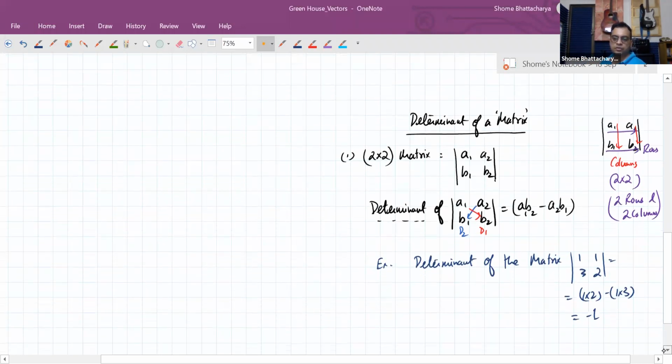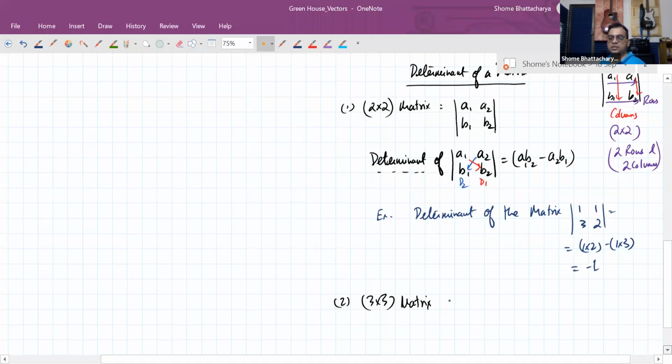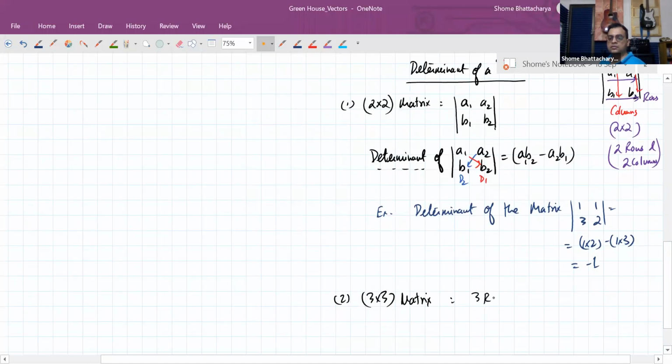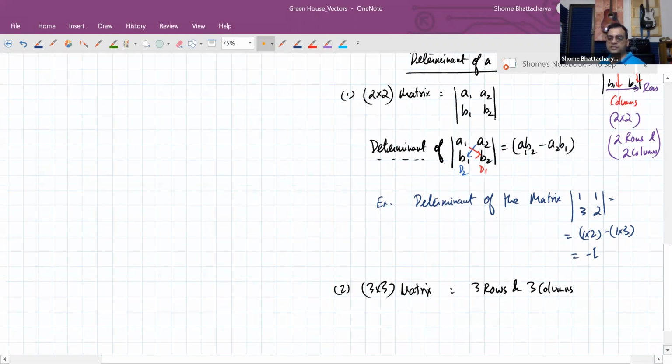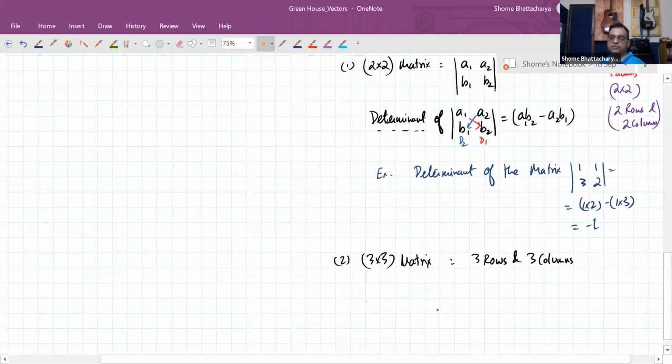Now likewise, we also have 3 by 3 matrices. So a 3 by 3 matrix has 3 rows and 3 columns. In algebra and maths, there are various different types of matrices also. There can be like 4 into 2, like that also. But here for our physics, 2 by 2 and 3 by 3 matrices are important.